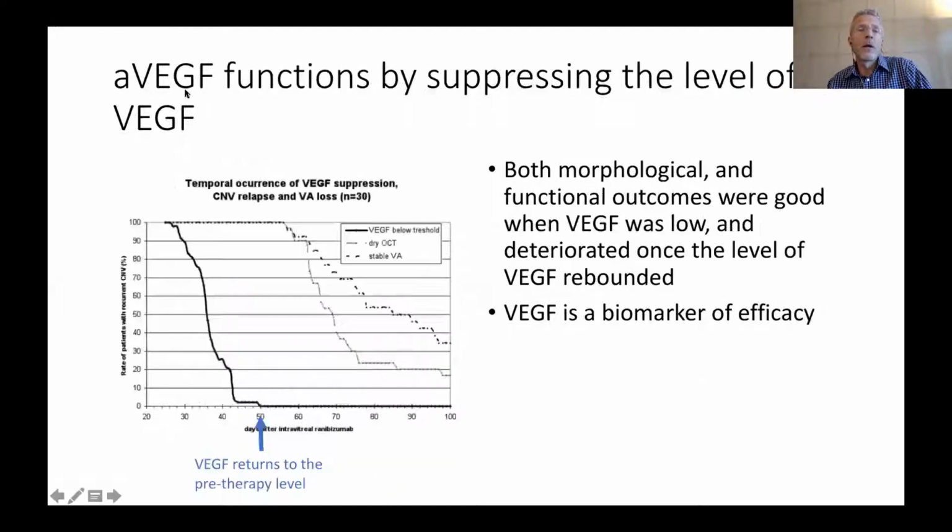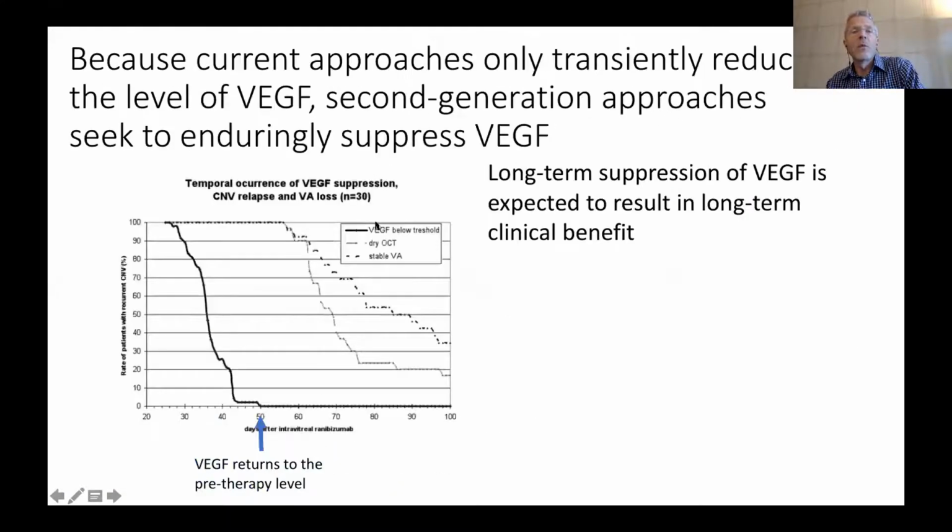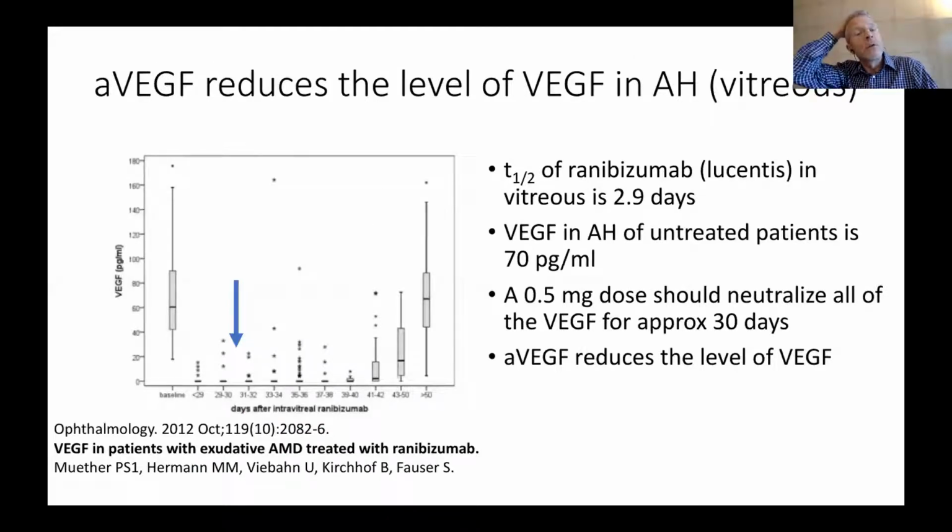So 2 points here: anti-VEGF reduces the level of VEGF in the vitreous, or at least in the aqueous humor, which we expect to reflect the vitreal levels, and the duration of action, or the duration of efficacy, is a little bit longer than the half-life of the drug in the vitreous. And that could be because the drug soaks into the retina, and it takes a little bit longer for the drug to move through the retina and leave the eye, at which point it is not expected to be effective anymore.